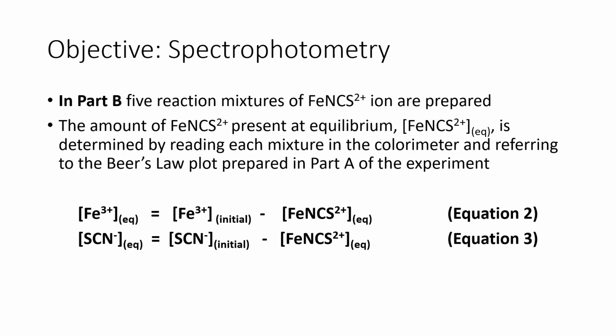So in part A, we were making a standard plot that we will be using. And now in part B, we are making some different equilibrium mixtures. So we will be referring to that Beer's law plot in part A for certain information. I'm being kind of vague here just because in the applied exercises, you actually go in depth and calculate a bunch of things. So if at this point you're looking at this and you're like, I don't know what's going on, that's okay. We're going to take it step by step in the applied exercises and data collection part.